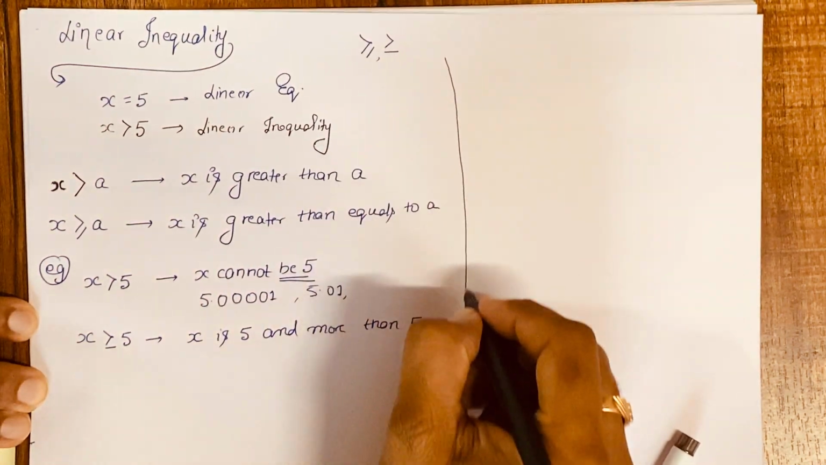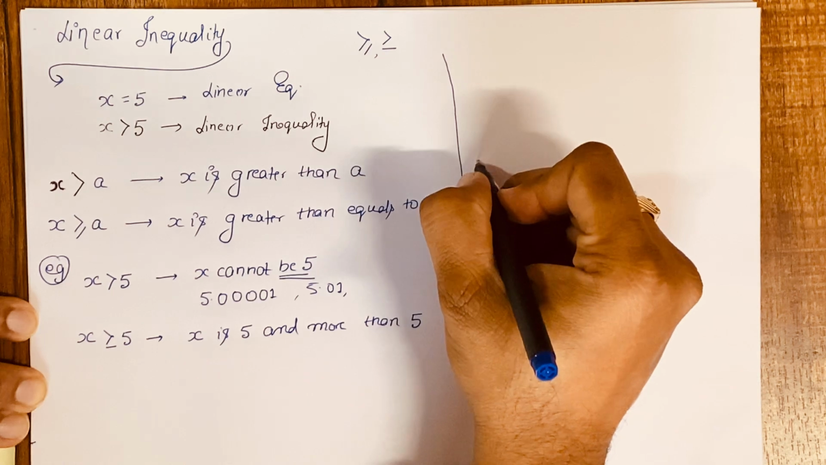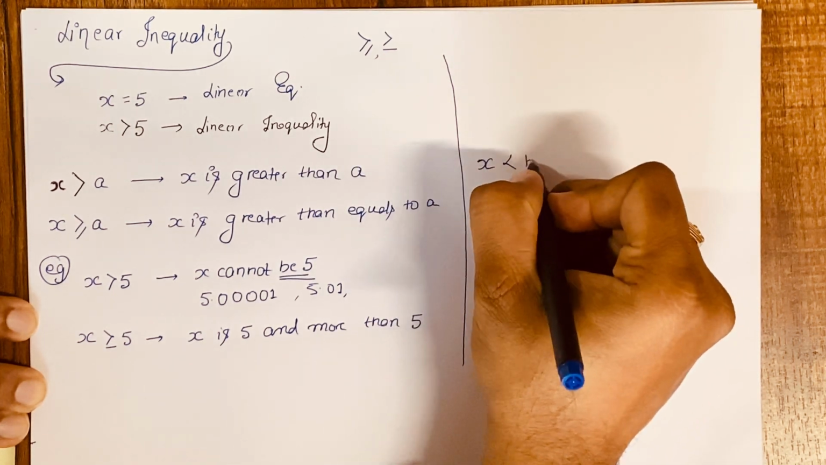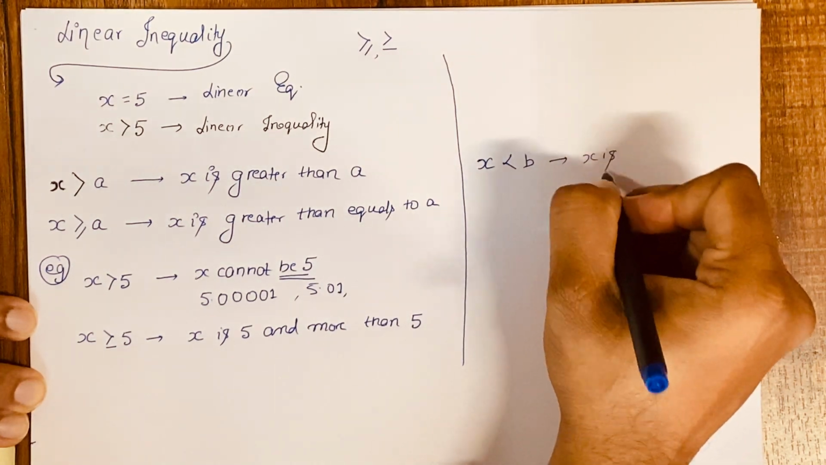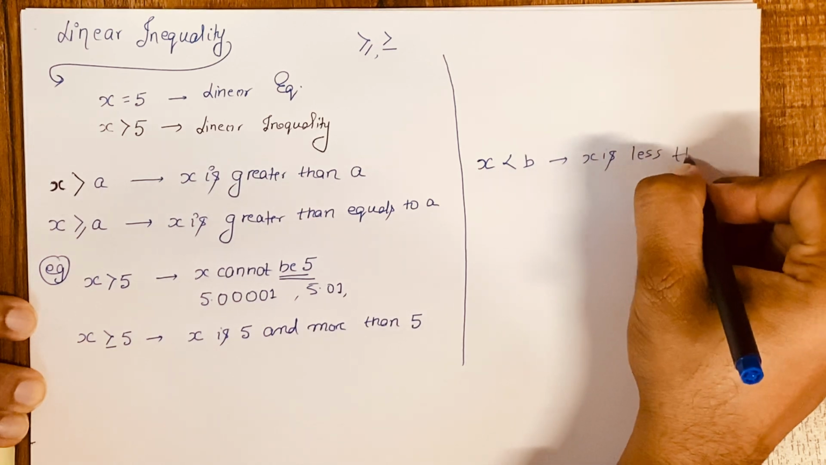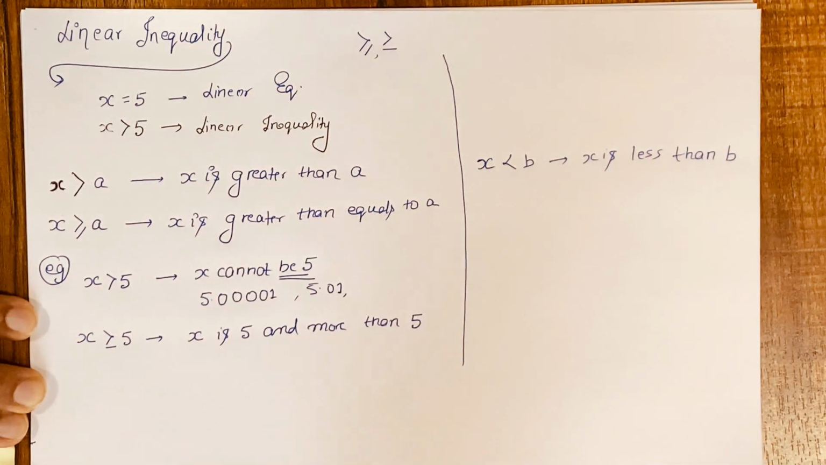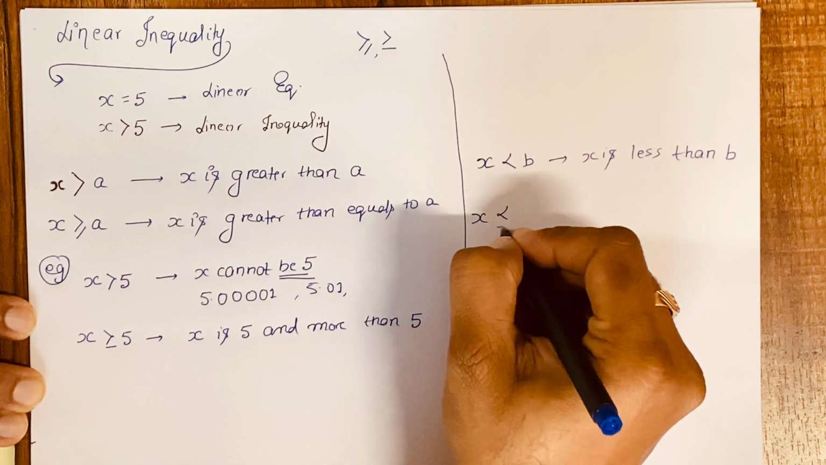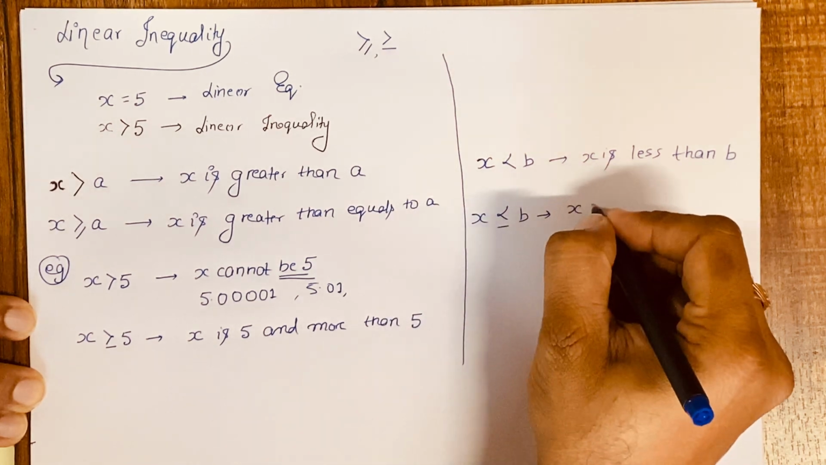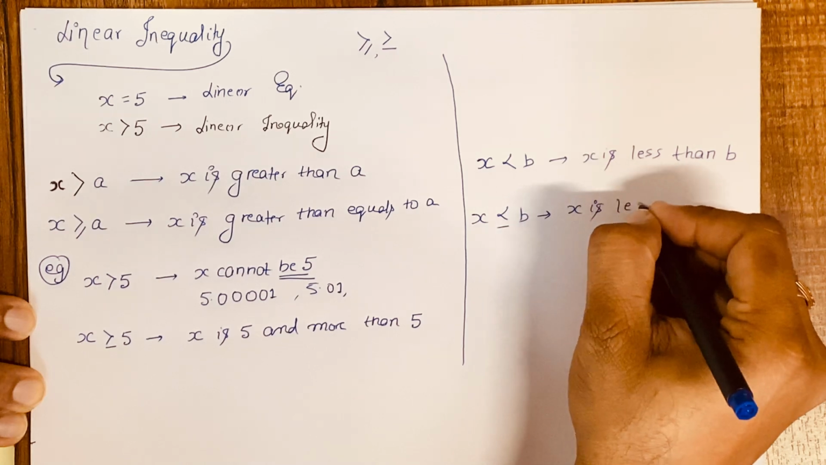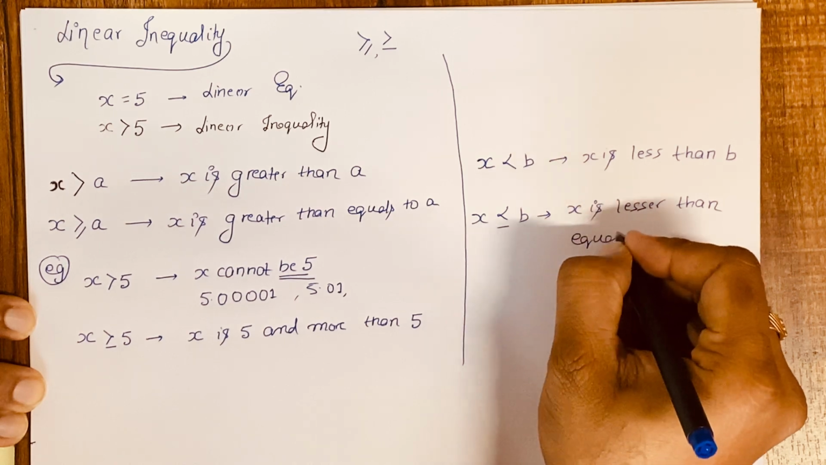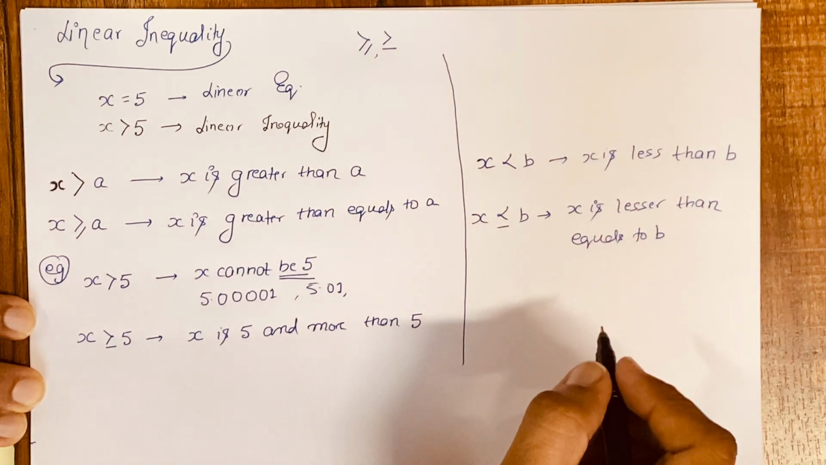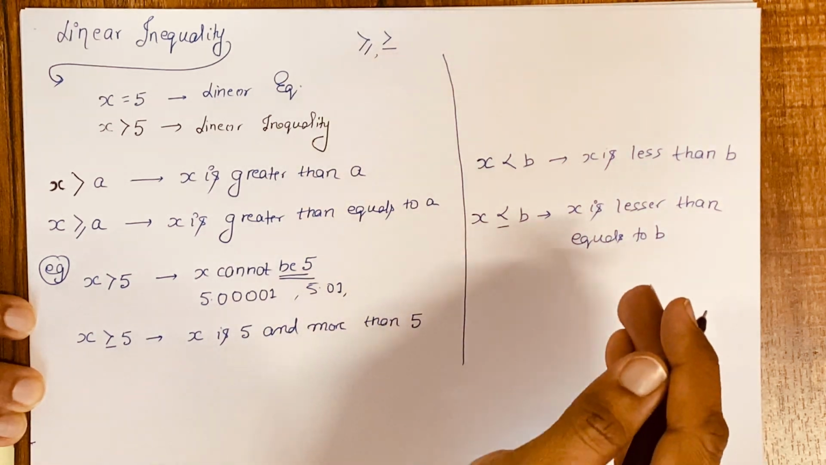The second one here is x is less than b. Now, x is less than b, which means that x is not b. X is less than b, which means definitely it is not b. It can be any value which is less than b, but it cannot be b. Similarly, if I write x is less than or equal to b, it means that x can be b, it is b, and any value less than b.